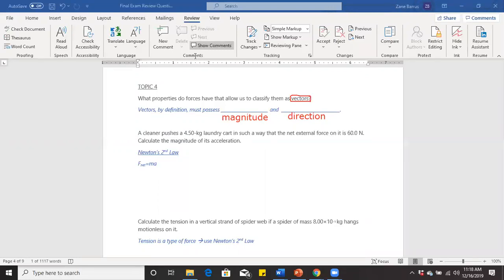Okay, so let's examine what they gave us in the problem. They gave us a mass of 4.50 kilograms. They gave us the net force of 60.0 newtons. They want the acceleration. So let's plug these numbers where they go into the equation. So my F net was 60. I know my mass is 4.50, and I don't know my acceleration. So how am I going to get acceleration solved for? This is algebra 1 stuff. Just divide both sides by 4.50. 4.50 divided by 4.50 is going to cancel, and we're going to be left with whatever A is equal to.